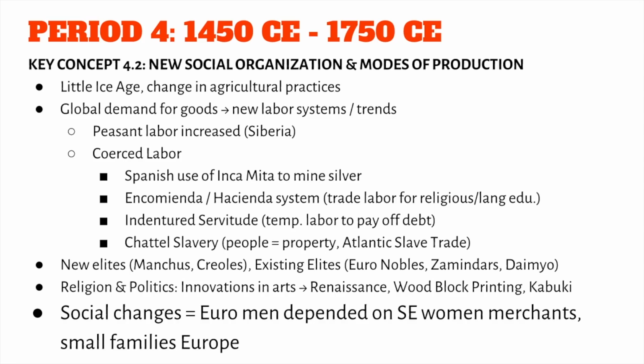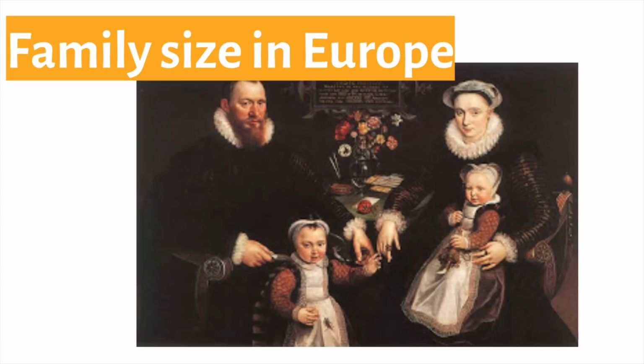So a couple of the different social changes as well. The European men of this time period are really going to start depending more and more on Southeast Asian women and merchants, and the reasons for that have to do with the trading systems in the area and what the merchants in Southeast Asia did, and how that made the lives of European merchants easier. And then additionally, the small families of Europe. It's not like before this time period where you're working on a farm, you have to have a big family. These people clearly have money. The fact that they're wearing those weird turtlenecks shows that they have money, and they don't have to have as many children.